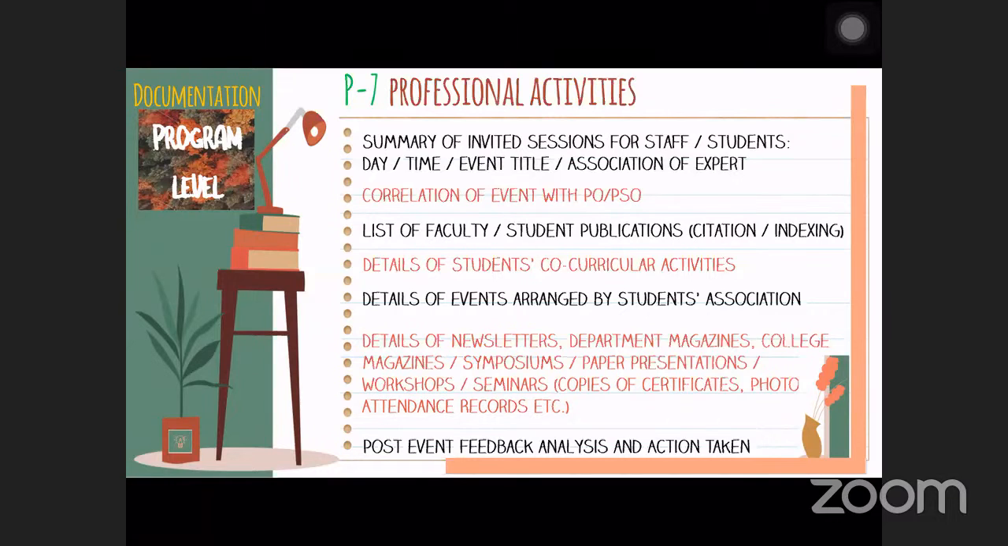through the post-event feedback analysis, we can initiate actions so that the same thing will not go wrong next time. So that is so important, and all such things which keep on improving your performance event by event must be documented, and such documents should go into this file.